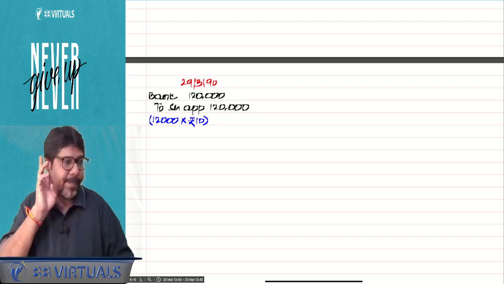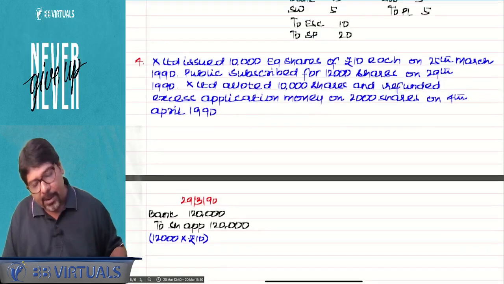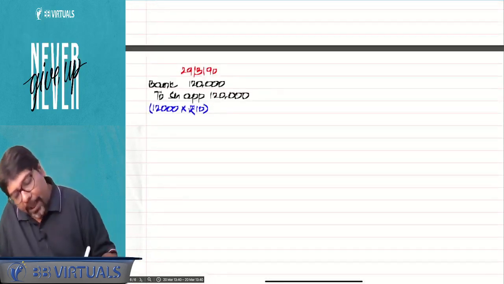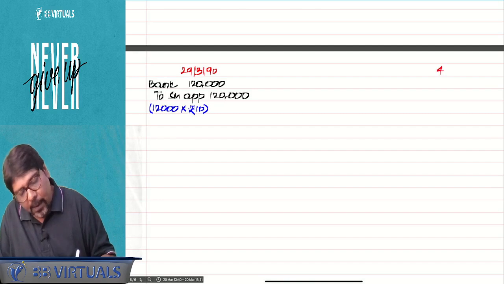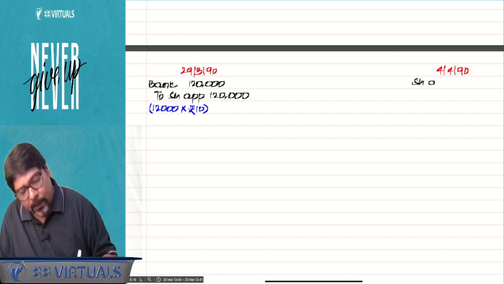1,20,000? Yes. Now started. Next entry, we allotted them the shares on which date? 4th. So what entry will we pass? 4th April 1990. On 4th April we will pass share application 1,20,000.